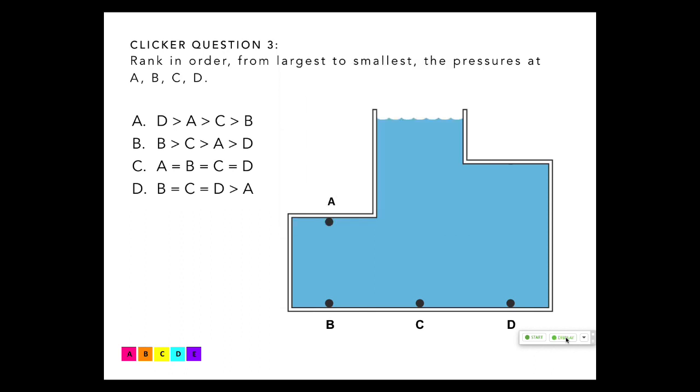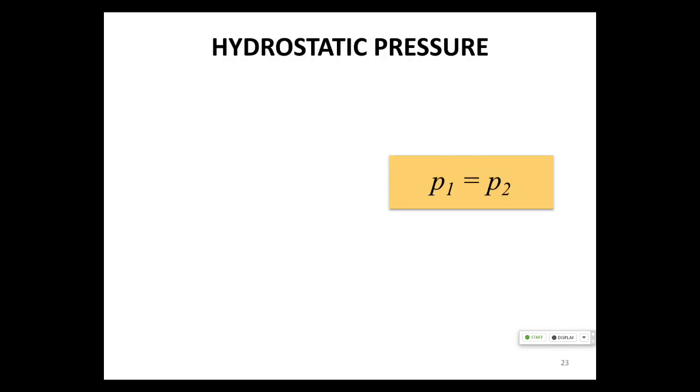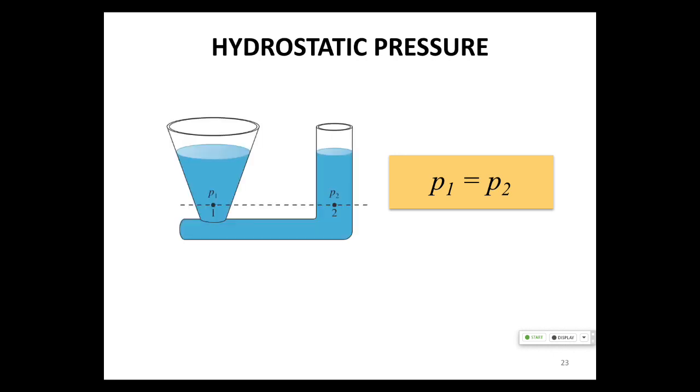A is less pressure than all of these because these are all on the same horizontal line. And what do we call that? All on the same line? Hydrostatic. Yeah, that's the rule of hydrostatic pressure. That's just the deal with hydrostatic pressure.